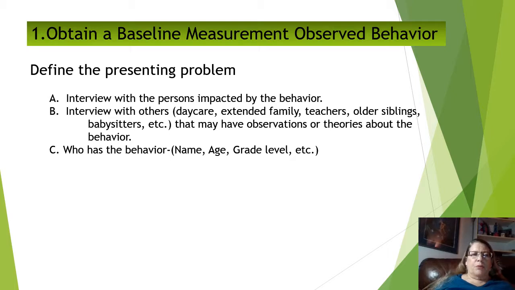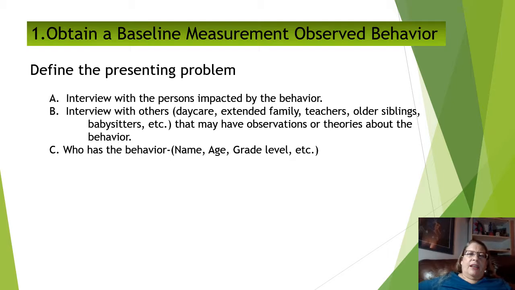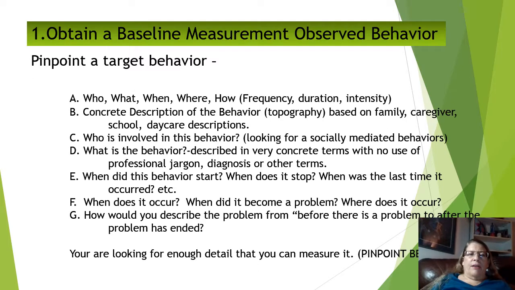The baseline measurement, the very first part, has to do with talking to everybody about the problem. So in your first paragraph, you're defining who is the identified patient, who are the people that you've talked to, how is this behavior impacting everyone, and who are the key figures that you need to be getting your observations and theories from. It is very important to have that in your first section of your FBA.